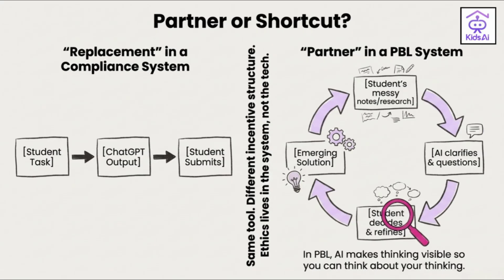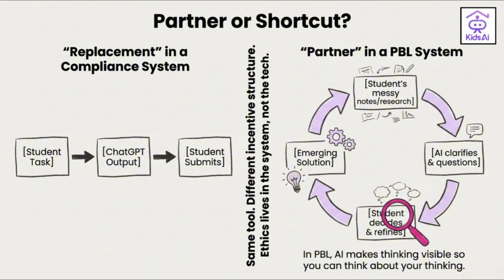If you look at the partner in a PBL system, the student's messy notes and research, AI can clarify, the student can question, AI can ask them questions about it, AI can question more, they can ask questions. That's an iteration loop. Here, AI makes thinking visible so the student can think about their thinking. The ethical difference: in the left system, AI is a lie. The student submits someone else's work. In the right system, AI is transparent. The student's thinking becomes clearer and they can improve it.